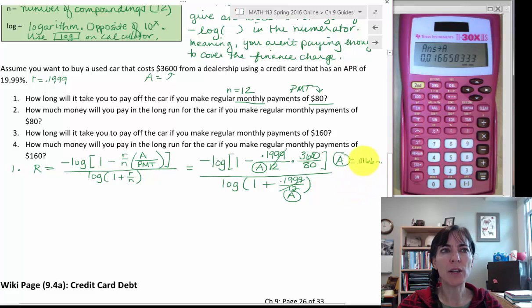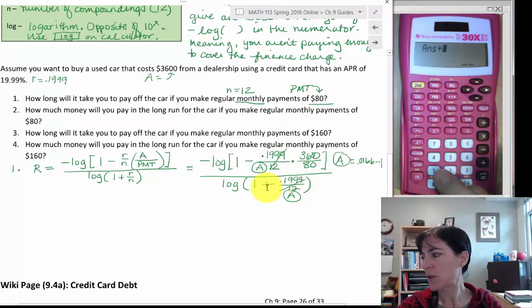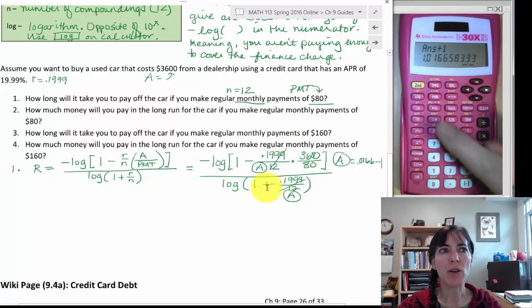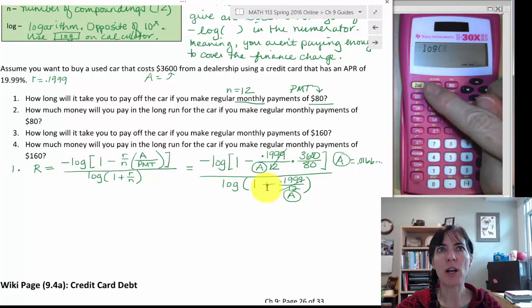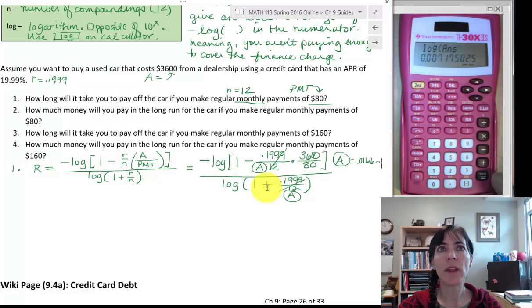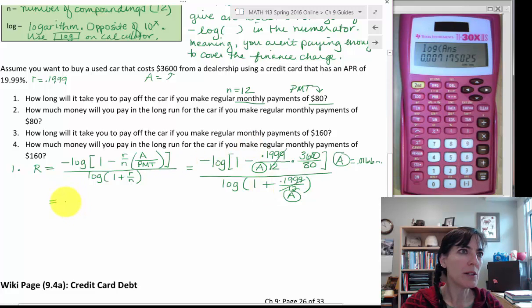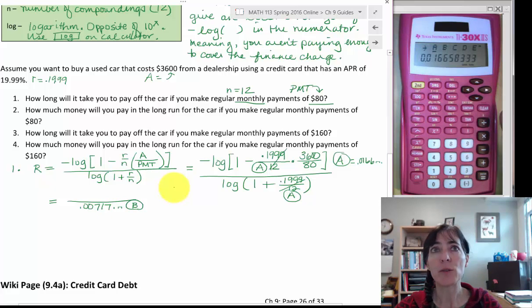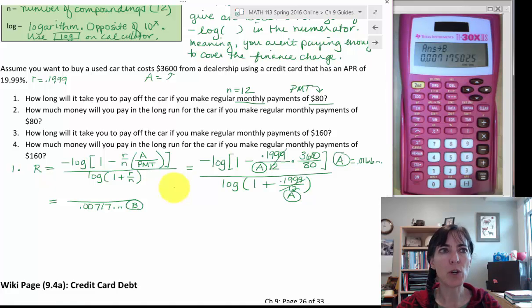And then in the denominator again, I calculated this. Now I just need to add 1. So plus 1 equals, and now I need to take the log of it, so I'm just going to push log and then answer and then enter, and that gives me my denominator. And so I still have a lot of stuff in the numerator, but for my denominator I have 0.00717 dot dot dot, and I'm going to just store that in B. So store, slide over to B, push enter, there's my new value.